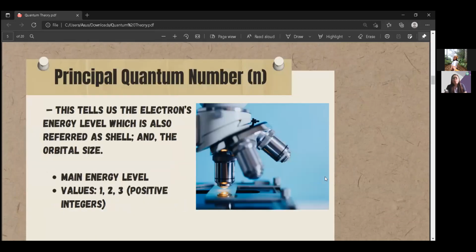So the first one is principal quantum number, or n. This tells us the electron's energy level, which is also referred to as shell, and the orbital size. It is the main energy level and it has the value of 1, 2, 3.